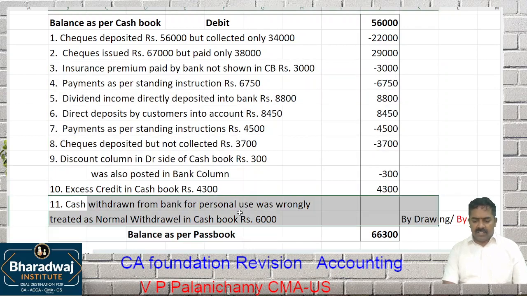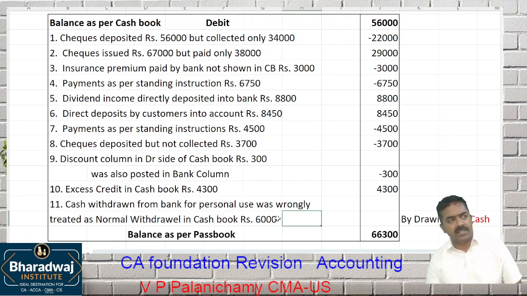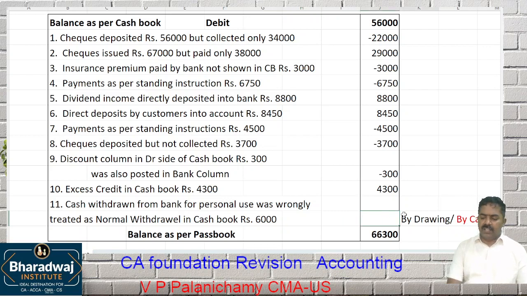The 11th one needs no reconciliation because it is already entered in the bank column. We have also adjusted in the bank column, and the banker would also have already adjusted, so it will not cause any difference. The only error is that instead of drawings, we recorded it as cash. And it is not a rectification statement, it is a reconciliation statement.